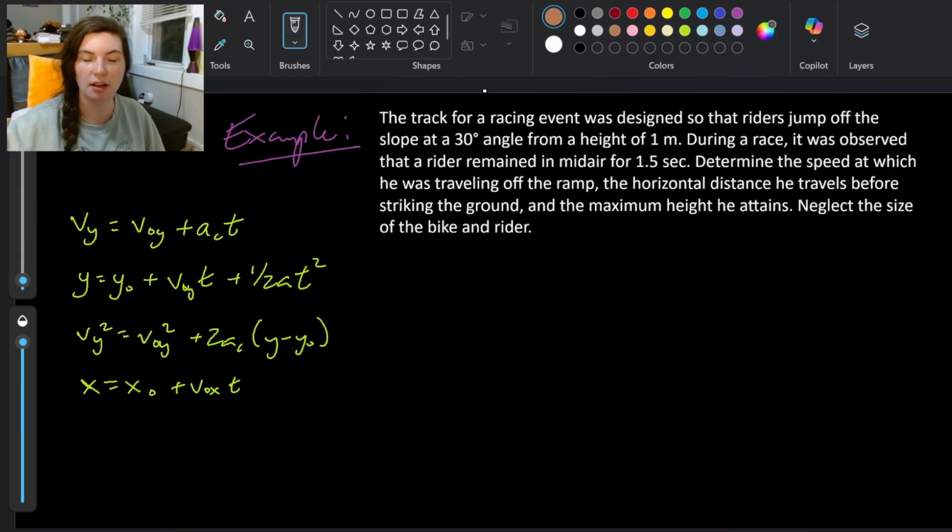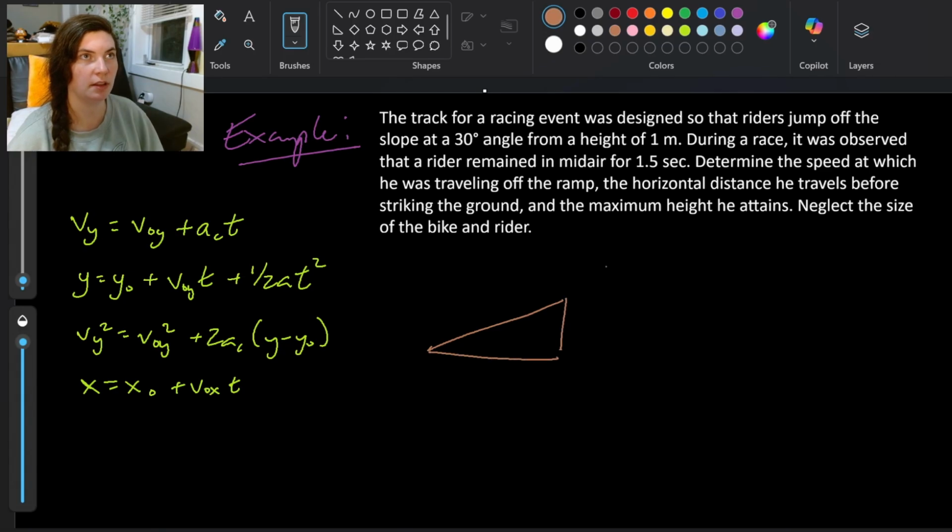So when we're given a lot of this word gobbledygook, what we can do is draw ourselves a picture, really try to understand, visualize what is happening in this problem. So a track for a racing event was designed so that riders jump off a slope at a 30-degree angle from a height of 1 meter. Right, so what we have is we've got a bike rider.